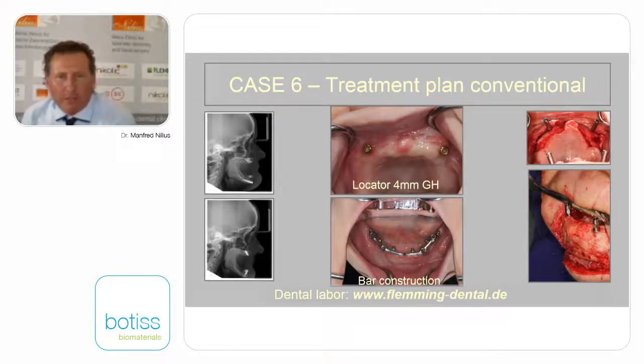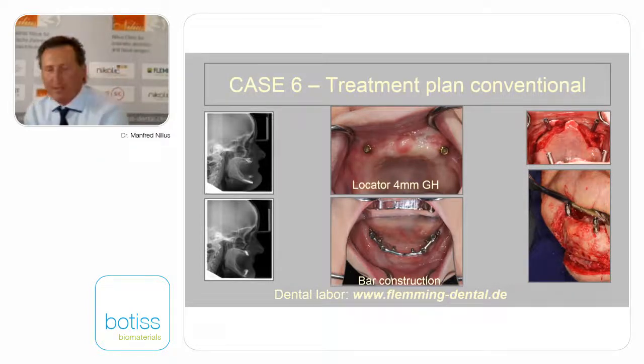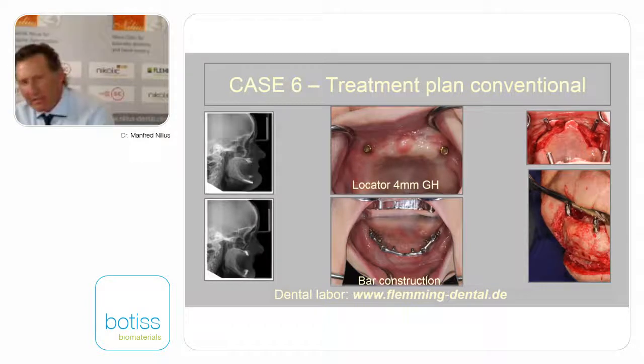In the lower jaw, we made a special kind of bar construction. This was made by Fleming Dental in Germany, and they are in Germany and in Norway, and maybe in different other countries. Locator height 4 millimeters, gingival height, and that was the final recovery. But this is very big surgery, and when you do big surgery to a patient, normally people don't like it, that you do things like this.